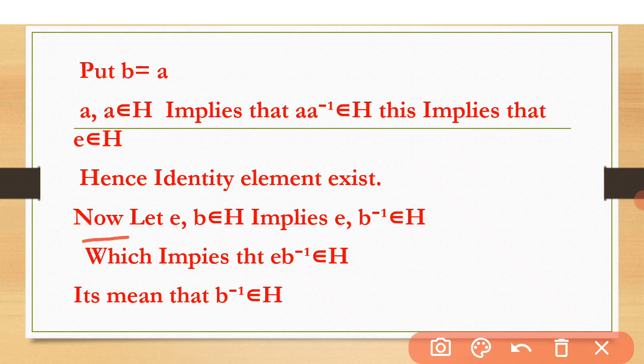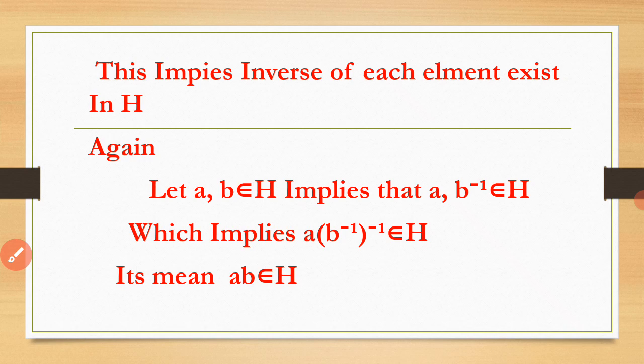Now let e, b belong to H. This implies that eb inverse belongs to H, following the given condition. And if the identity element operates with any element or inverse, it gives us that element or that inverse. It means that b inverse belongs to H. Hence inverses are also present in H. The second condition holds.